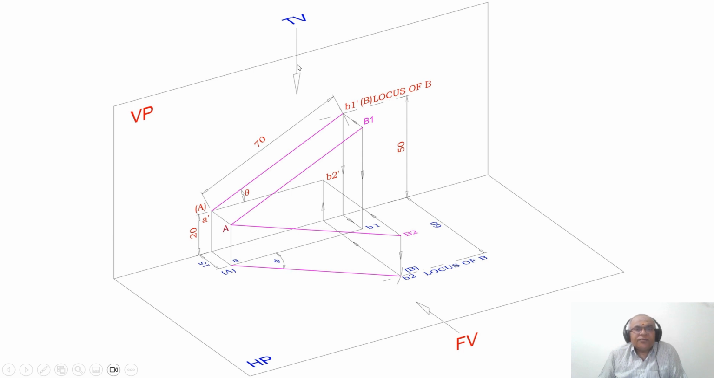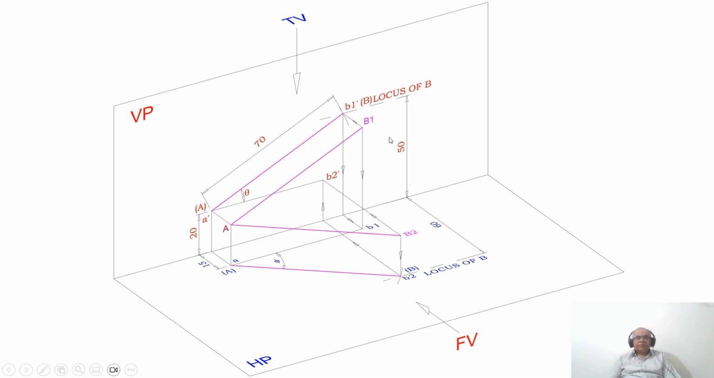So I need to write the top view for this. But you have only A dash B1 dash, which is the view you have got now. But to this I need to write the top view. So when you look from the top view, what happens? This is actually the top view line, which is AB1. Because we already know that A is in front of VP by 15, if the true length in the vertical plane means it is parallel to VP, both A and capital B1 should be in front of VP by 15 mm. So A is in front of VP, therefore B1 should also be in front of VP by 15 mm only.